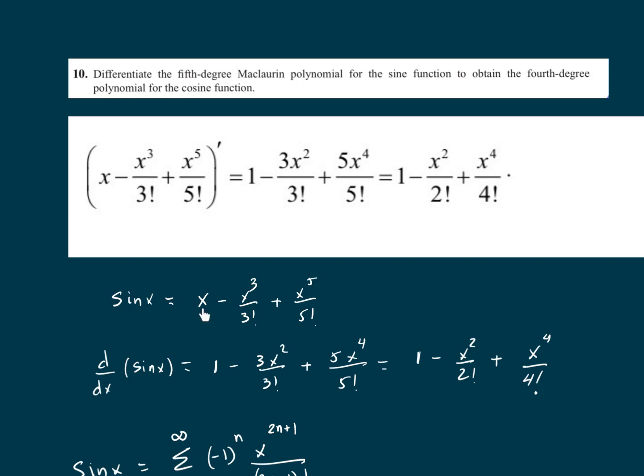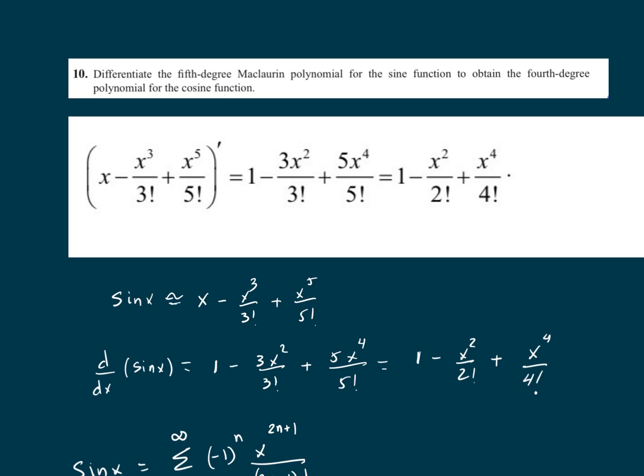Sine of x, the polynomial we already saw in the previous example, the polynomial representation of sine of x up to the fifth degree is x minus x cubed divided by 3 factorial plus x to the fifth divided by 5 factorial, plus an error. There is an error here. Now we do the derivative of this polynomial. So this is not an equality. Sine of x is approximately this.